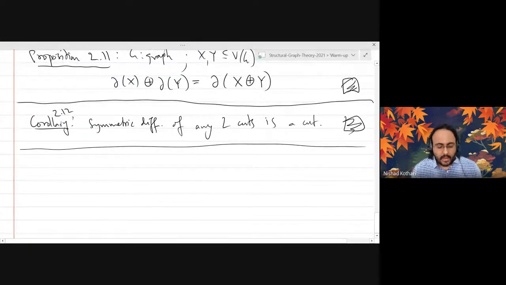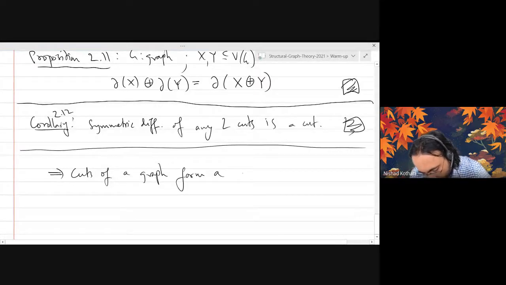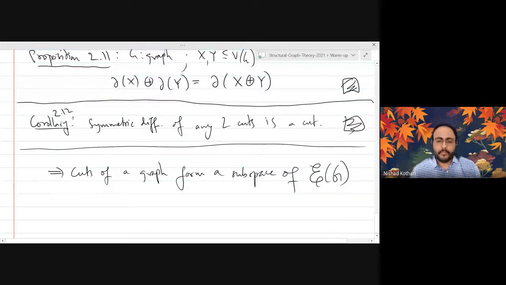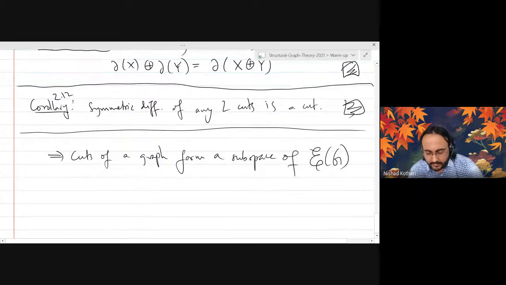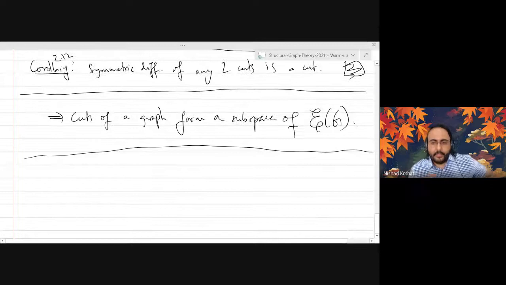Okay, and what this means is that the cuts of a graph form a subspace of the edge space of the graph, just like the even subgraphs.